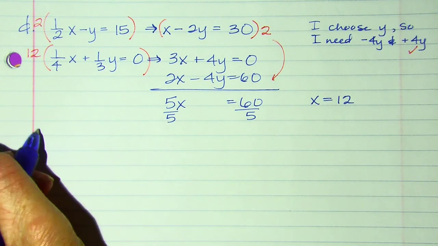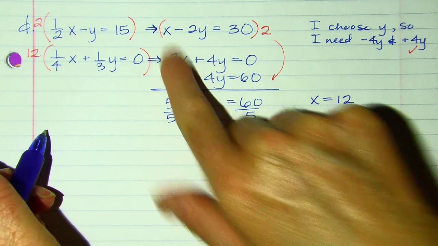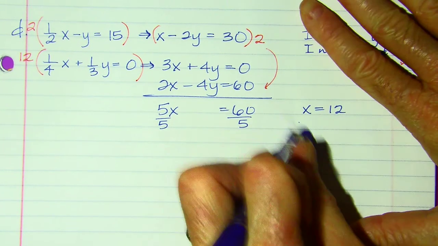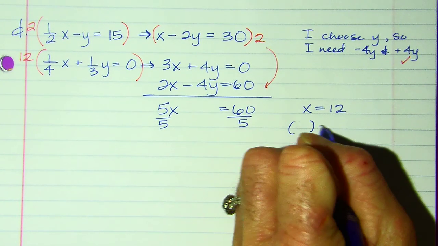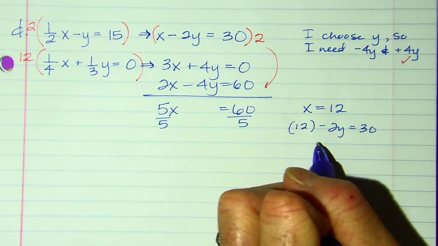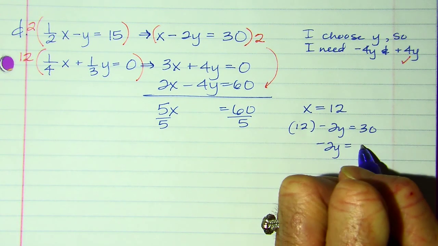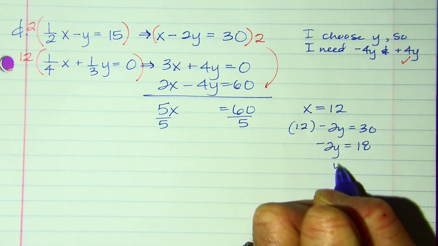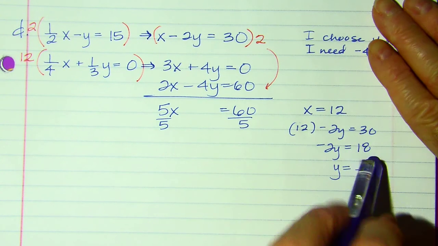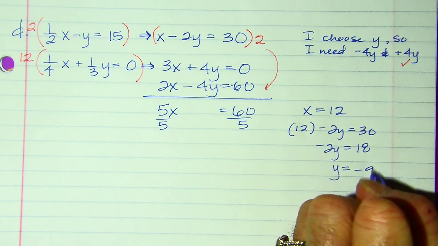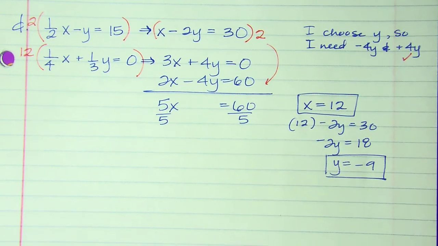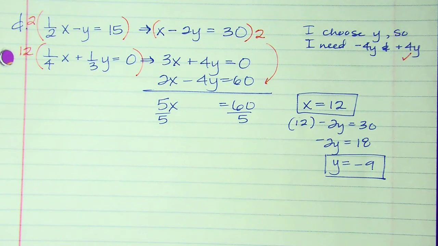I'm then going to plug 12 in. I'm going to do this top equation. So x minus 2y equals 30. I'm plugging in 12. Subtract 12 and I get 18. So y equals negative 9. My apologies. All right, so again, these are consistent and independent.